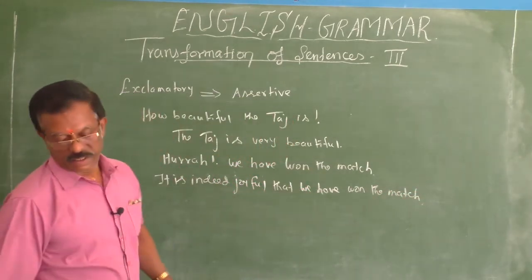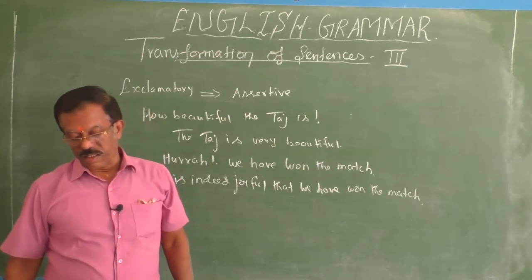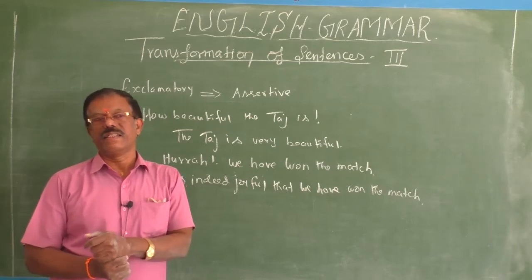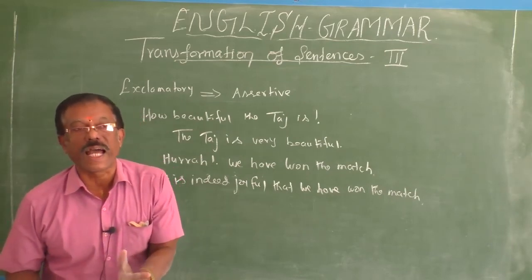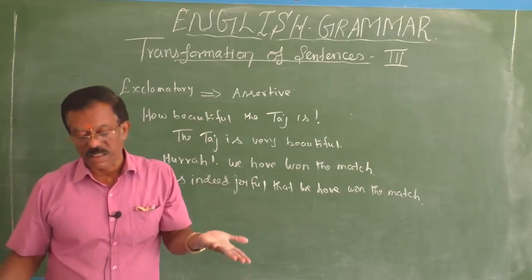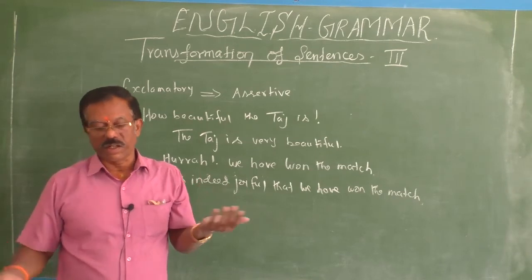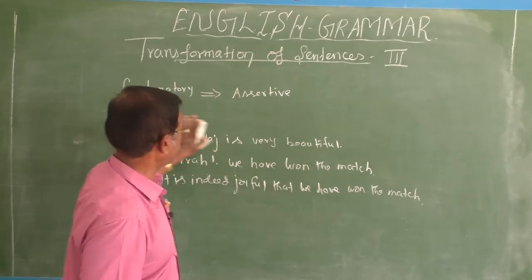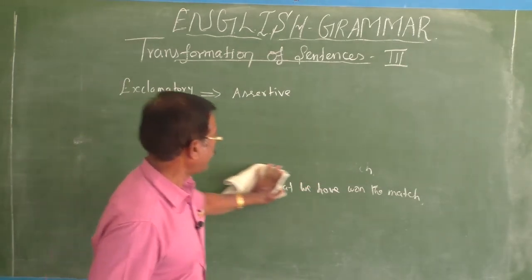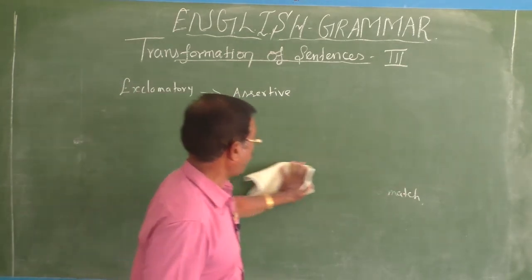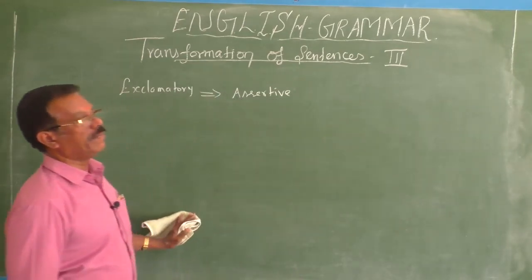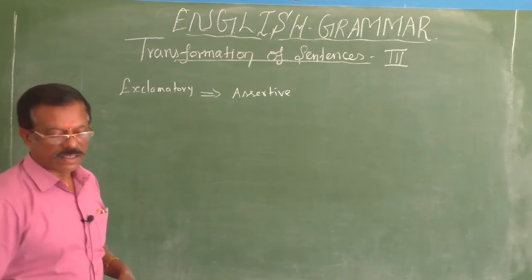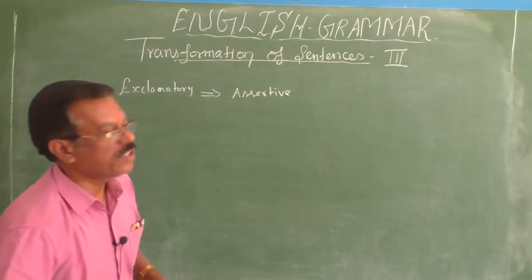Okay, fine. So, alas, when one gets excited in a gloomy mood, a sad tone: alas, his father is no more. How can you change such types of sentences? I'll give you an example for such types of expressions also. Sometimes when you have lost something valuable, you feel so sad. How can such expressions be changed into an assertive?